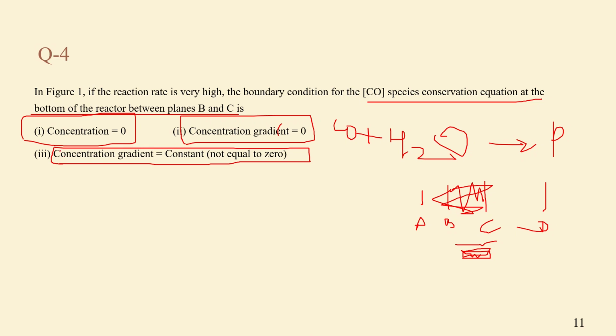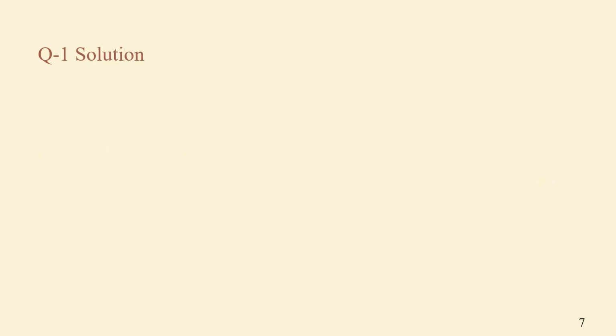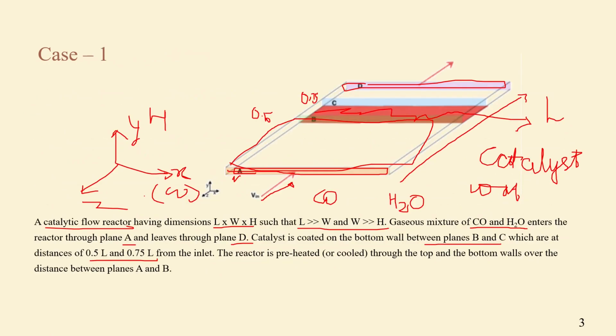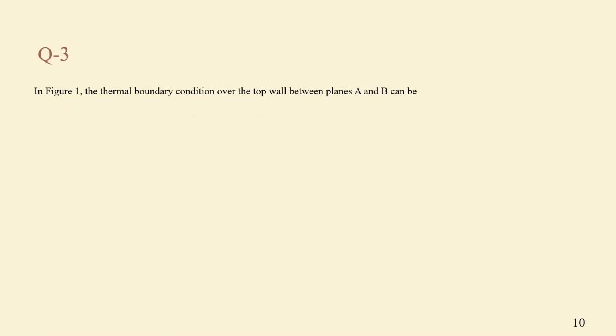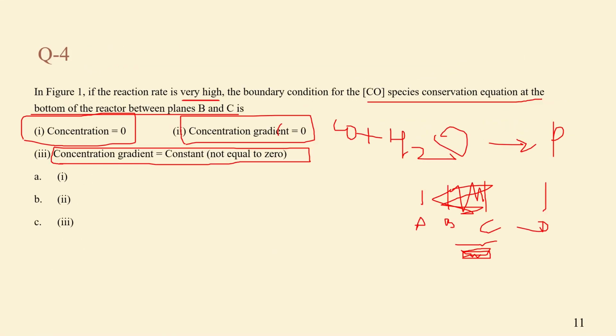So these three are the options given, but since it is mentioned that the reaction rate is very high, what can be the boundary condition? If the reaction rate is very high, the chances of carbon monoxide depletion are there. So at the bottom of the reactor there is catalyst again, coated on the bottom wall between planes B and C. So the catalyst coating is there as well, so the chances of carbon monoxide on that surface are very less.